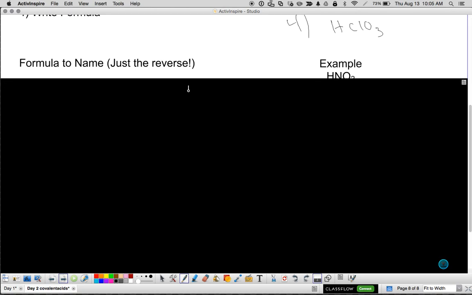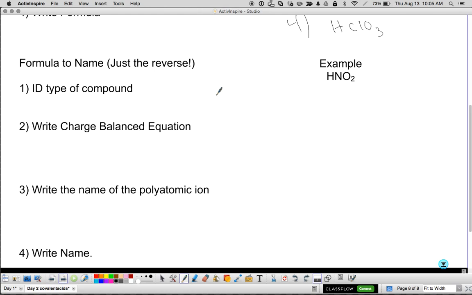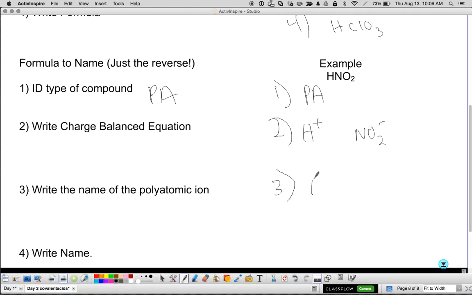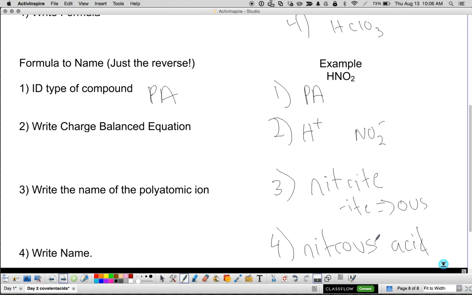Formula to name is just the reverse of that process. So here we have HNO2. This is a polyatomic acid. I can tell because it's not a binary acid. Write the charge balance equation. That's H plus, which means that this NO2 must have a charge of minus 1 because there's only one hydrogen ion. Now, I go to the charge minus 1. I find NO2. That's nitrite. I know that ITE goes to OUS. So this is nitrous acid. That is naming acids.